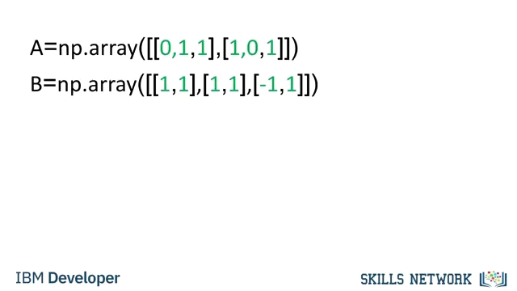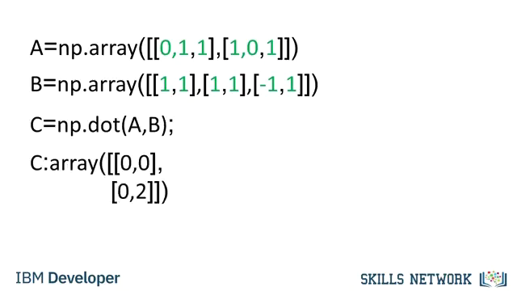In NumPy, we can define the NumPy arrays A and B. We can perform matrix multiplication and assign it to array C. The result is the array C. It corresponds to the matrix multiplication of array A and B. There is a lot more you can do with it in NumPy.